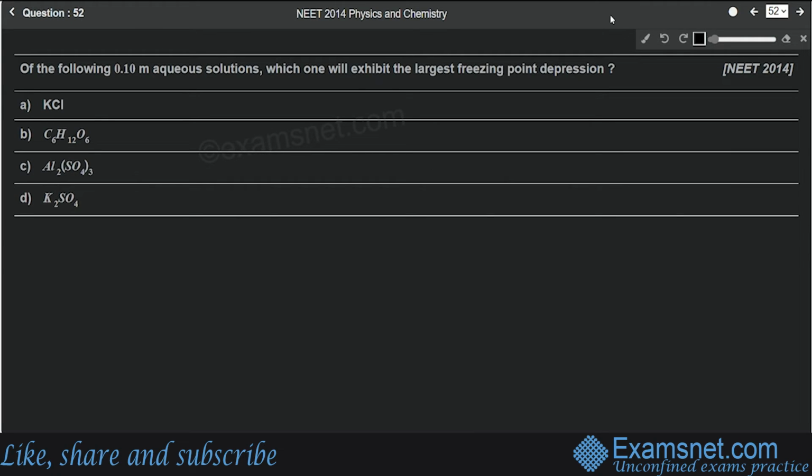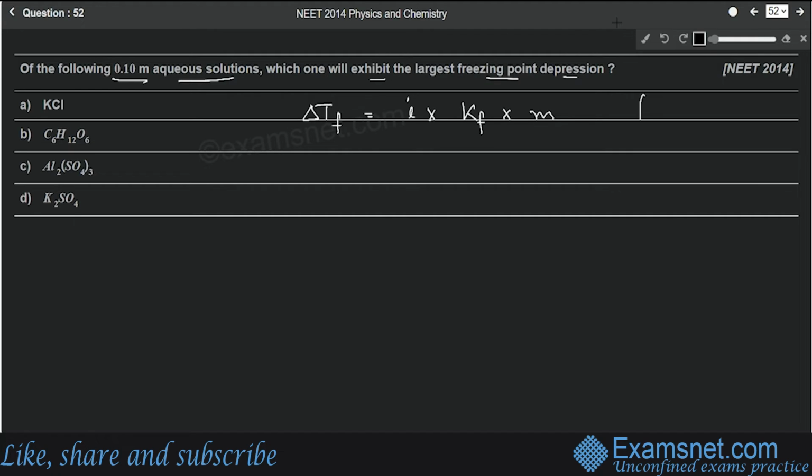Question number 52 is from the chapter Solutions, and the question is, of the following 0.10 molar aqueous solutions, which one will exhibit the largest freezing point depression? So we know that delta Tf, that is freezing point depression, is equal to Van't Hoff factor i into Kf, that is molal freezing point depression constant, into small m, that is molality.